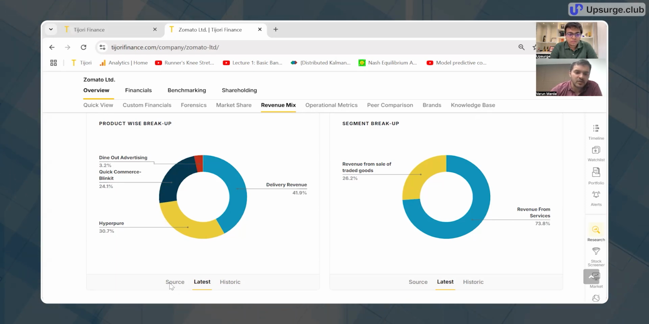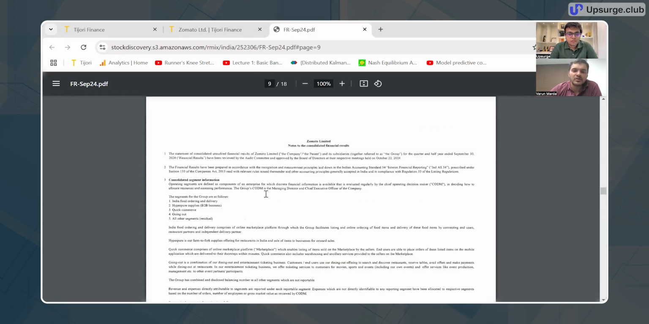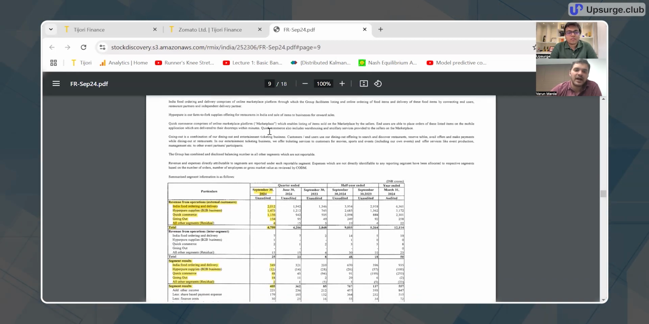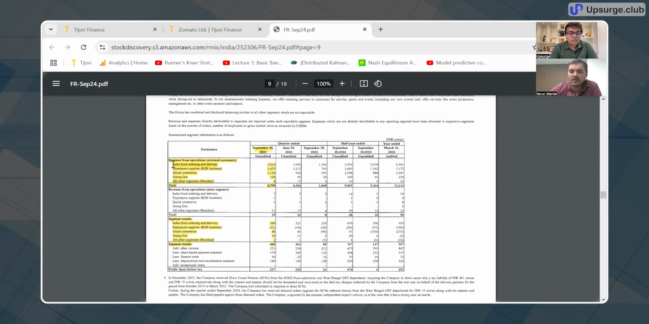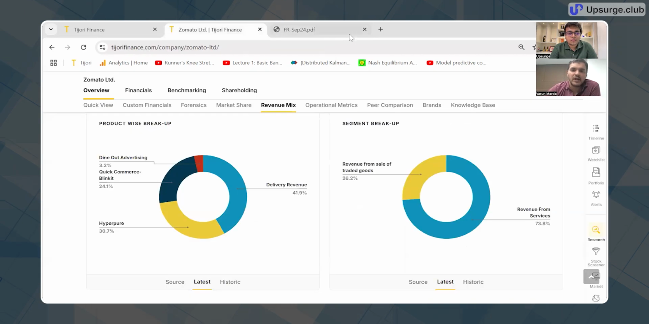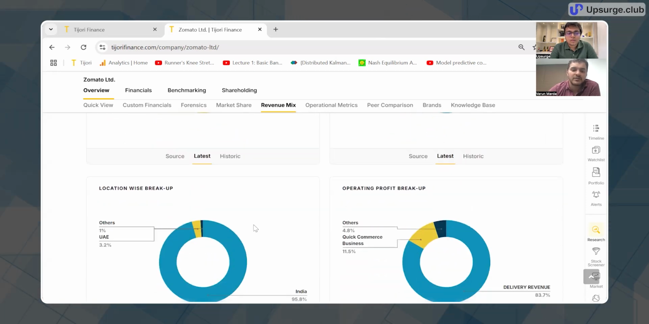You can just click this source button here. And when you click on source, we take you to the exact page and highlight the line item from where we got this data. So you can see here revenue, food delivery 2000 out of 4799 crores, and Hyperpure's 1473 crores out of approximately 4800 crores. So it's quite natural to be like, okay, I don't believe this data, how do I know? You can just click on source and we'll take you to the exact line item and exact source from where we got this information.